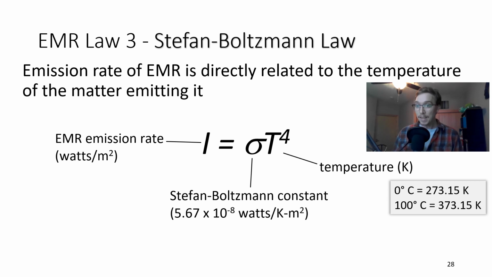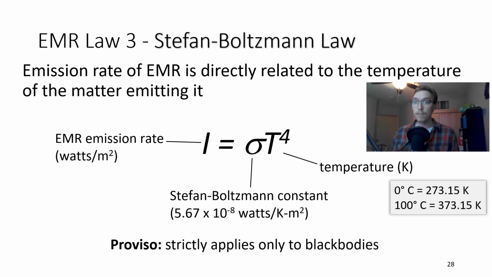This concept is important because it means that the amount of radiation given off by a body is a very sensitive function of its temperature. Small changes in temperature can lead to big changes in the amount of radiation given off. Although, proviso, it only pertains to black bodies.